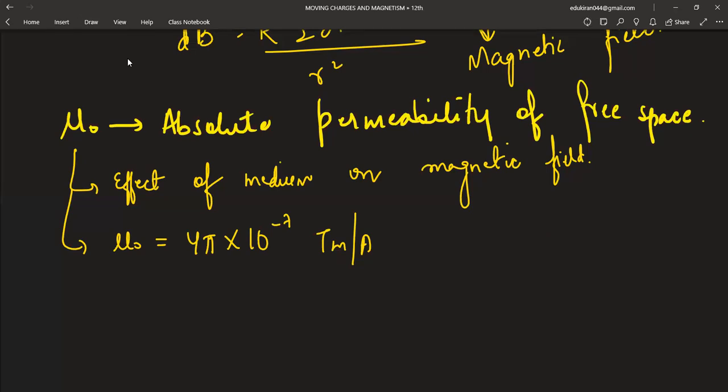So when we are calculating the effect of a medium on the magnetic field, here also the same thing will occur. Epsilon naught we had calculated. K you've told me 9 into 10 to the power 9. What was the value of epsilon naught, the permittivity in air, specifically in this medium air? 8.85 into 10 to the power minus 12. This is the value which you should remember.